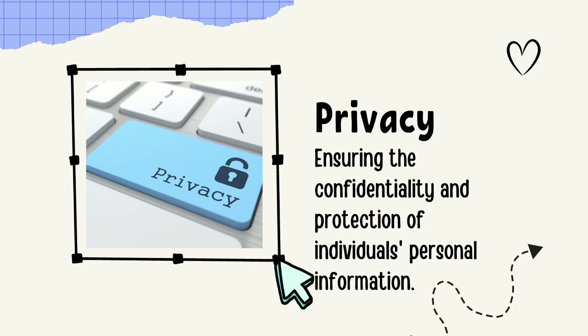First is privacy. Privacy is ensuring the confidentiality and protection of individuals' personal information. Privacy is about keeping things to yourself that you don't want others to know. For example, if you tell a secret to a friend, you expect them to keep it private and not tell anyone else. Similarly, when you share personal information online, like your address or phone number, you expect websites to keep that information private and not share it with others without your permission.